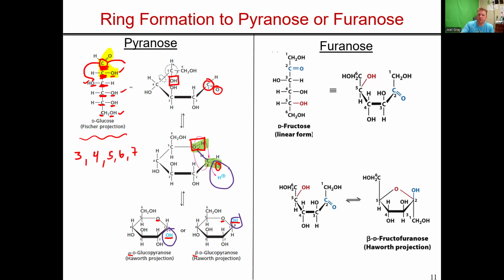So 6-membered rings, which are pyranoses, and 5-membered rings, which are furanoses, are going to have reactions between our carbonyl carbon and a hydroxide group on one of our other carbons within the ring. And the hydroxide group, the alcohol, is going to produce the oxygen that is a member of that ring. So a furanose is the result of carbon number 2 reacting with a hydroxide group on carbon number 5.